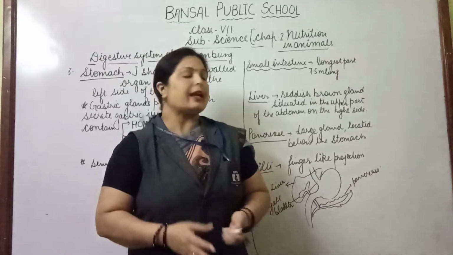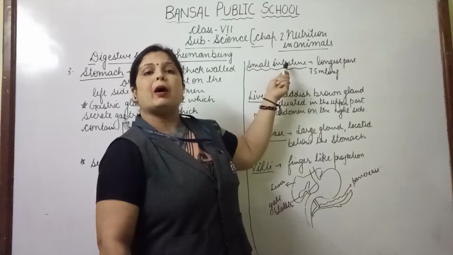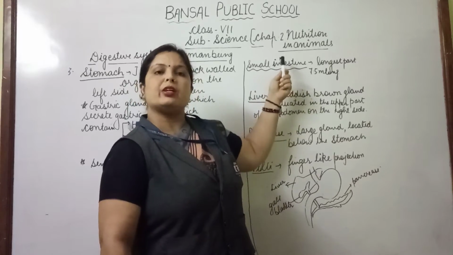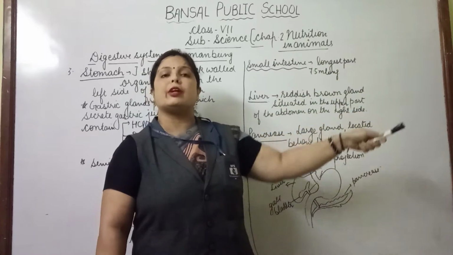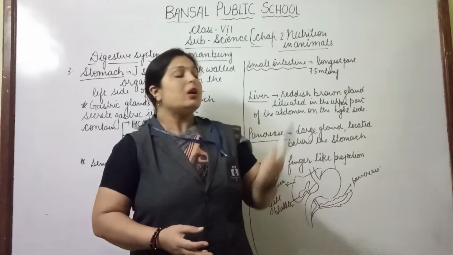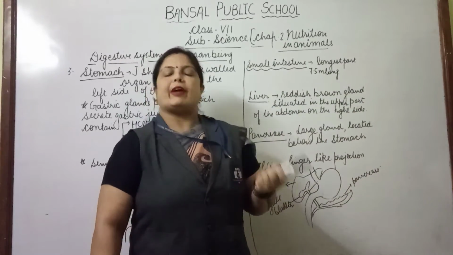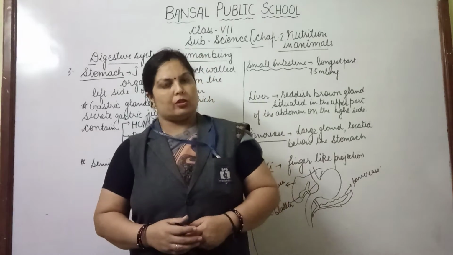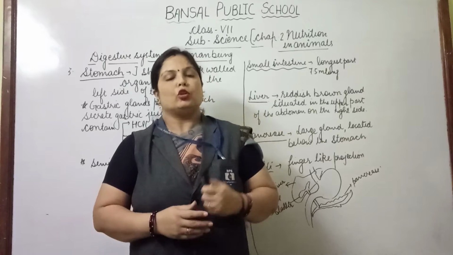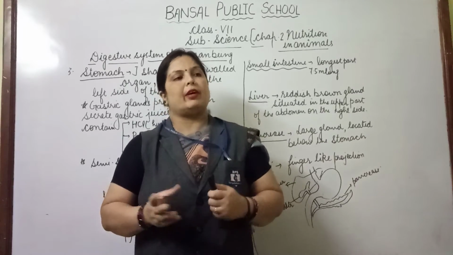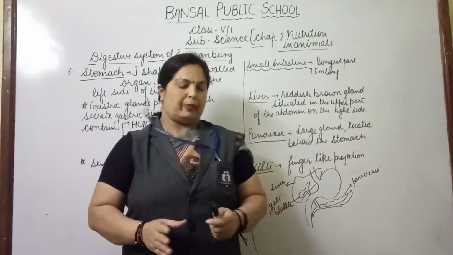That's why we can say that it is the part where complete digestion takes place. Clear? That means carbohydrates convert into simple sugar or glucose, fats convert into fatty acid and glycerol, and proteins completely convert into amino acids. So the small intestine is the part where complete digestion takes place.